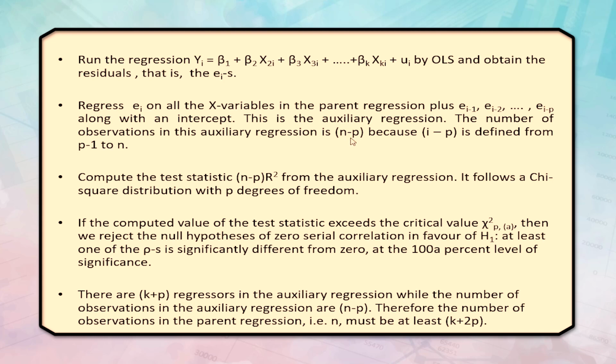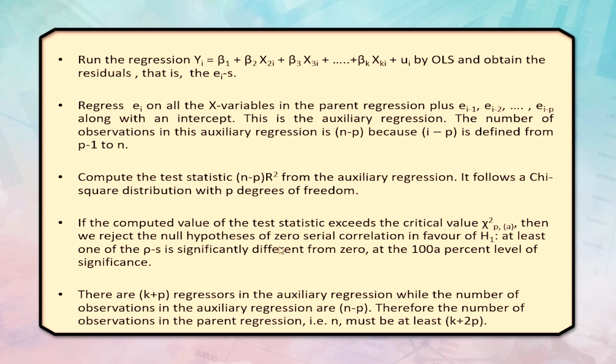Now, from the auxiliary regression we compute the test statistic (n minus p) R square. This R square is the square of the multiple correlation coefficient obtained from the auxiliary regression, and the test statistic (n minus p) R square follows a chi-square distribution with p degrees of freedom. So, if the computed value exceeds the critical value, then we reject the null hypothesis, that is, all the rhos are equal to 0, or otherwise we accept the null hypothesis.